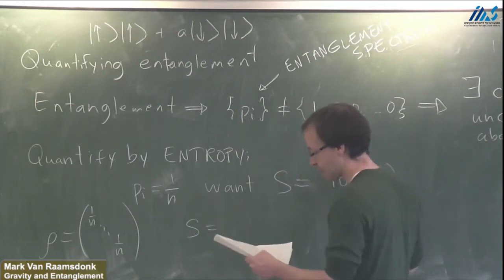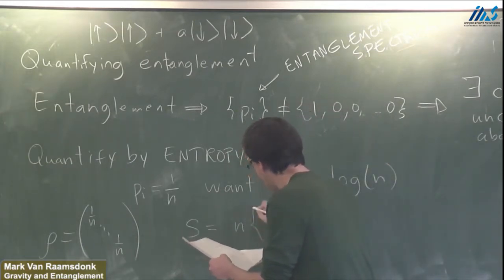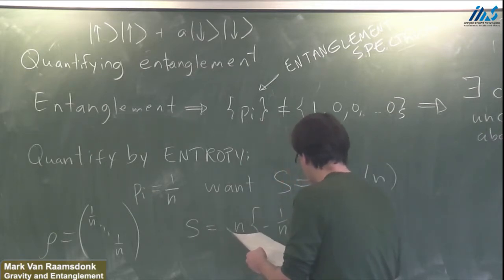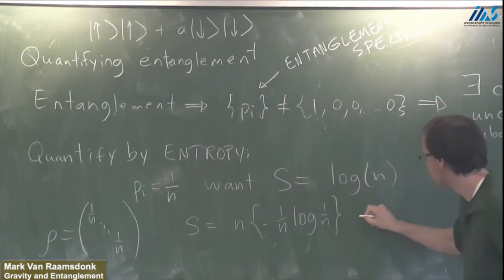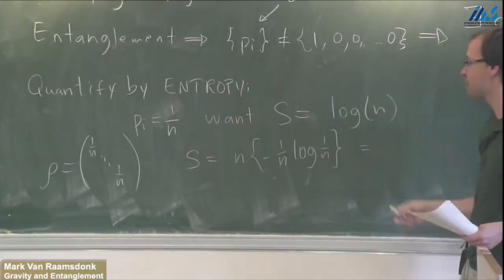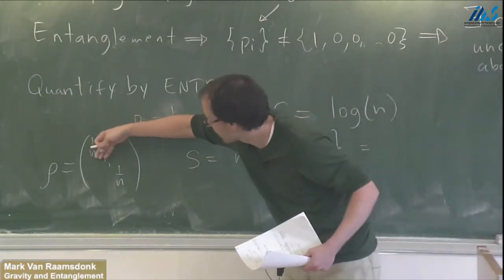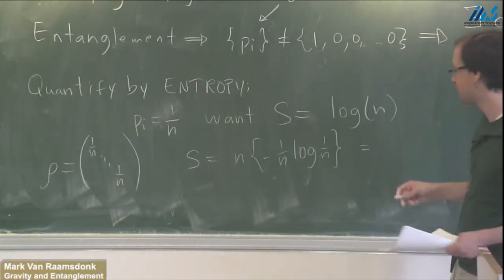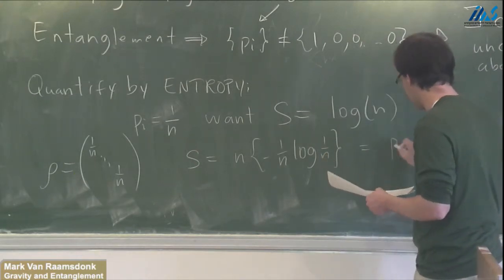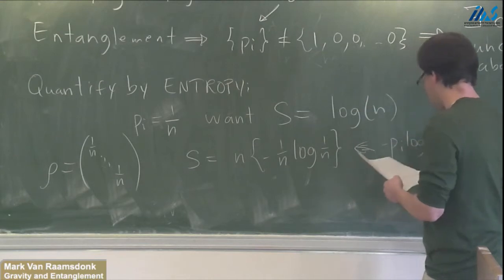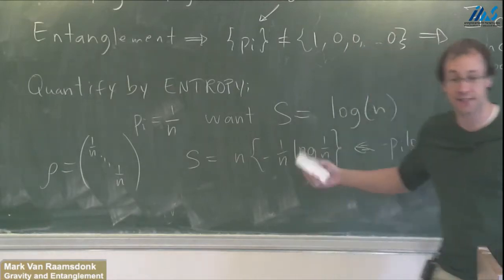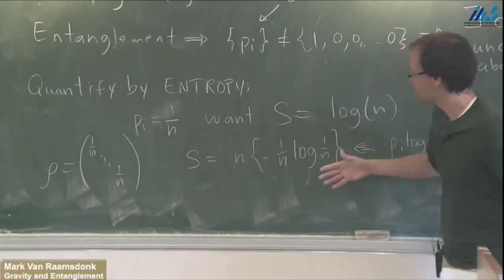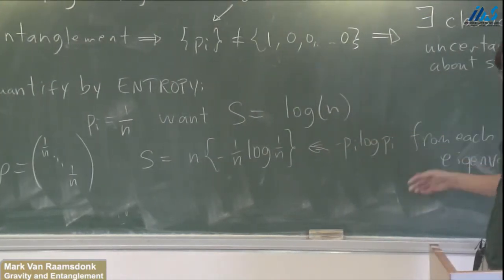And so another way to understand this formula is to say that we can split it up, say that we have a contribution of this probability times the log of the probability, minus p_i log p_i for each eigenvalue of the density matrix. Okay, so minus p_i log p_i from each eigenvalue. And this suggests a natural way to define an entropy in general. We could use the same definition.